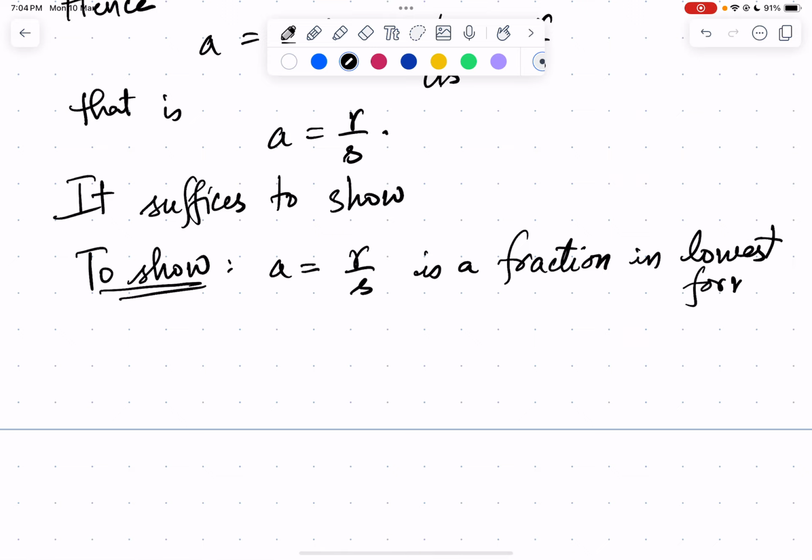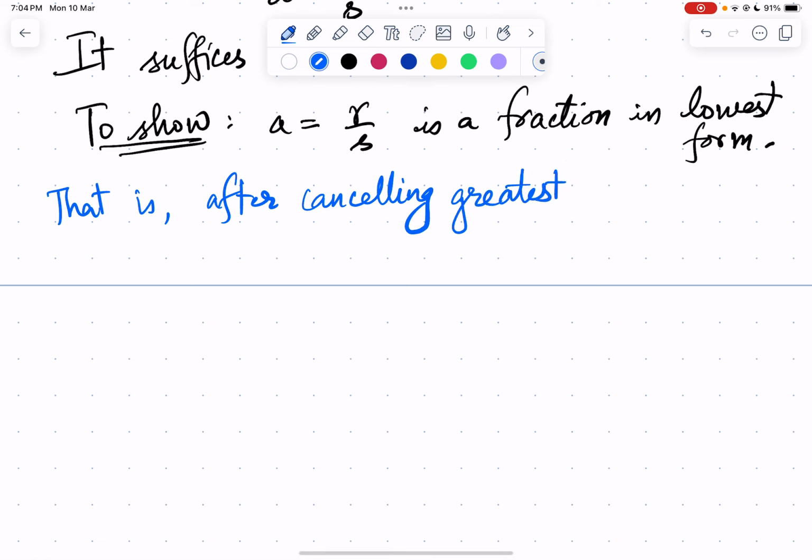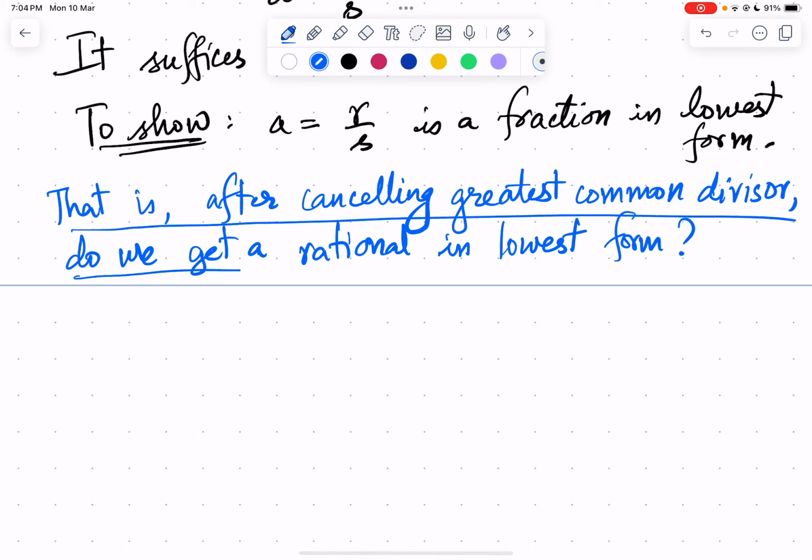After cancelling the greatest common divisor, do we get a rational in lowest form? Intuitively, it seems so. We have taken out all the greatest common divisor. Do we get a rational in lowest form?